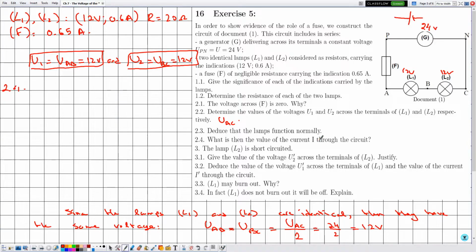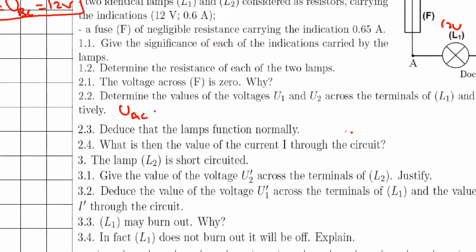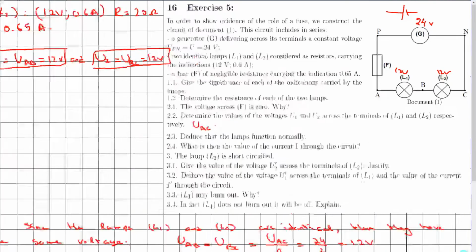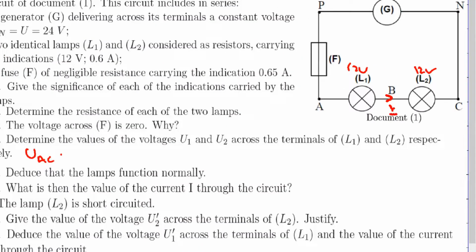Now in 2.4 they are telling me what is then the 2.3. They are telling me to deduce that the lamps function normally, and whenever we want to discuss the functioning of the lamp, we need to compare the applied or traversed to the rated. In this case we have the applied voltage, and notice that the applied voltage is equal to the rated voltage of the lamp.